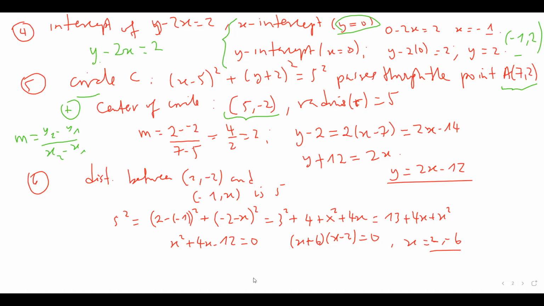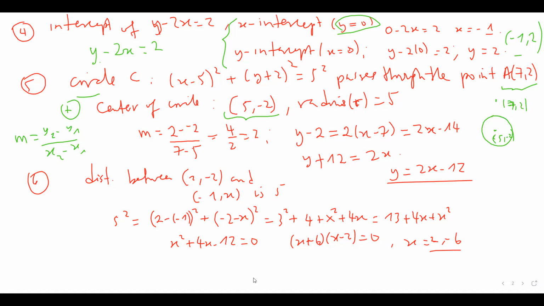So you have your point A, so your center now, which is (5, 2). So you have an equation. The center here is (5, -2), right? And then you have a point. I have a point here, (7, 2).